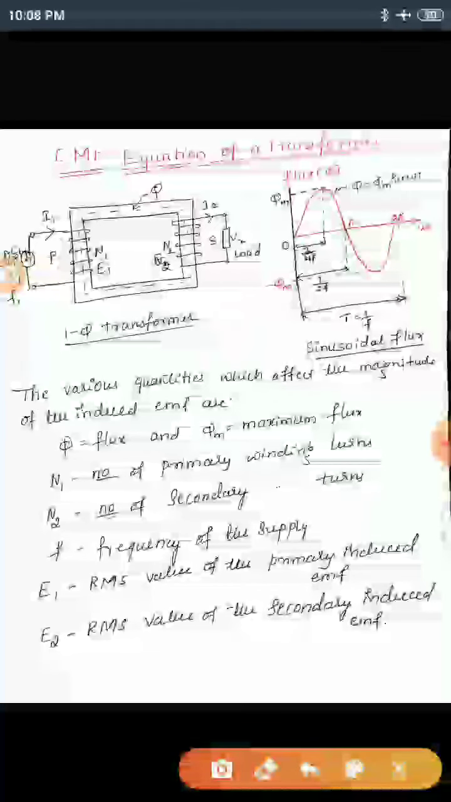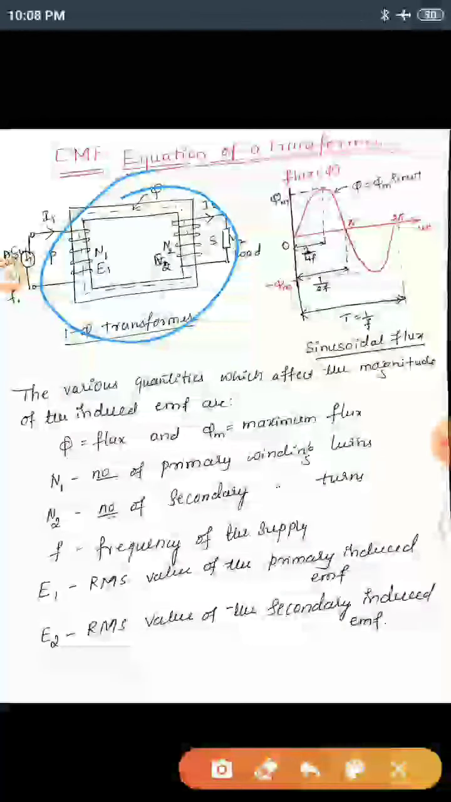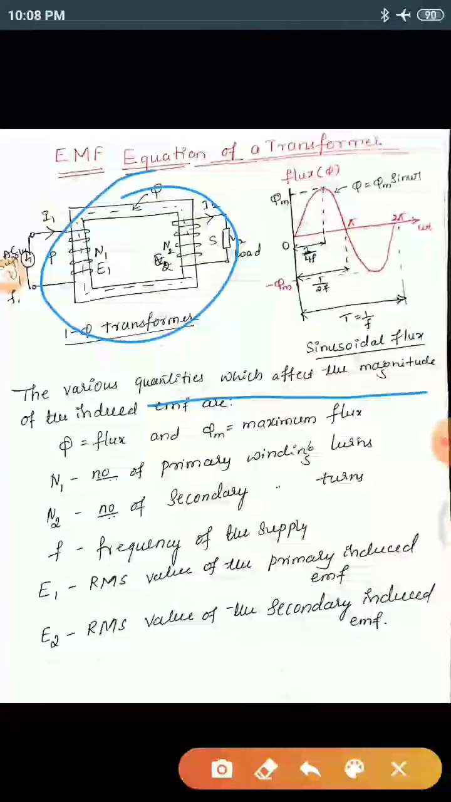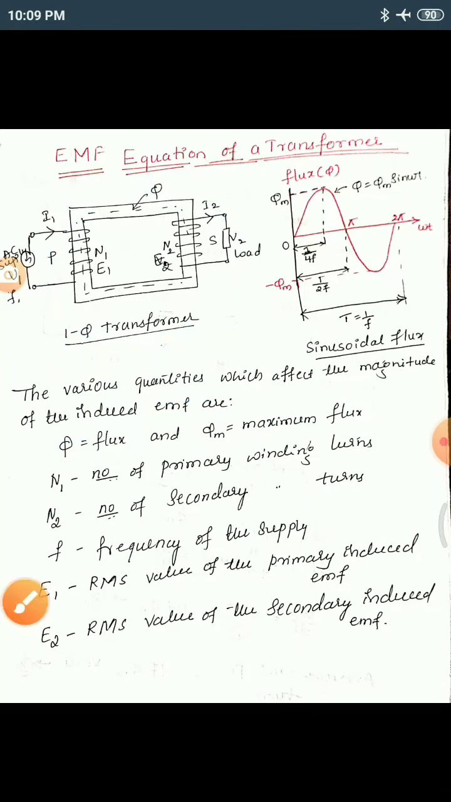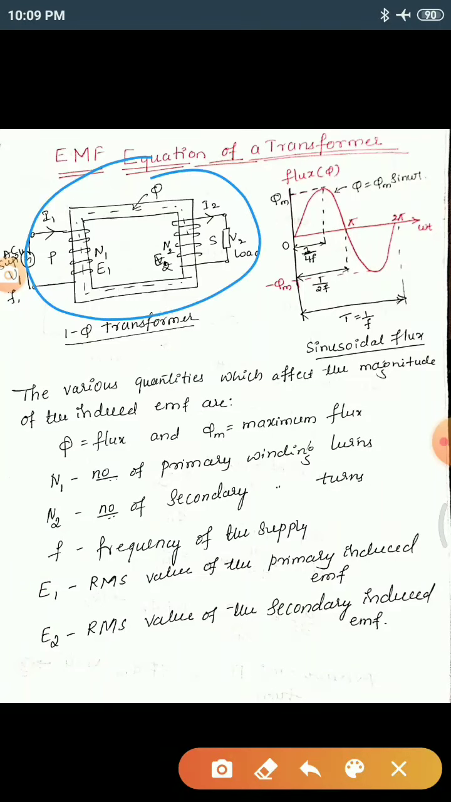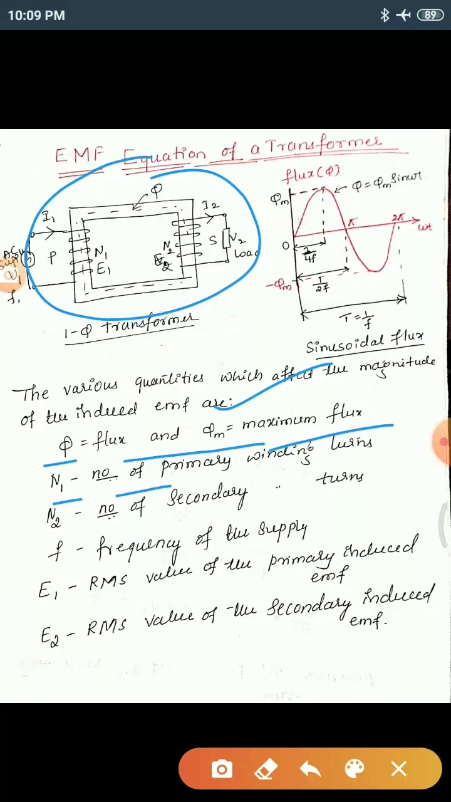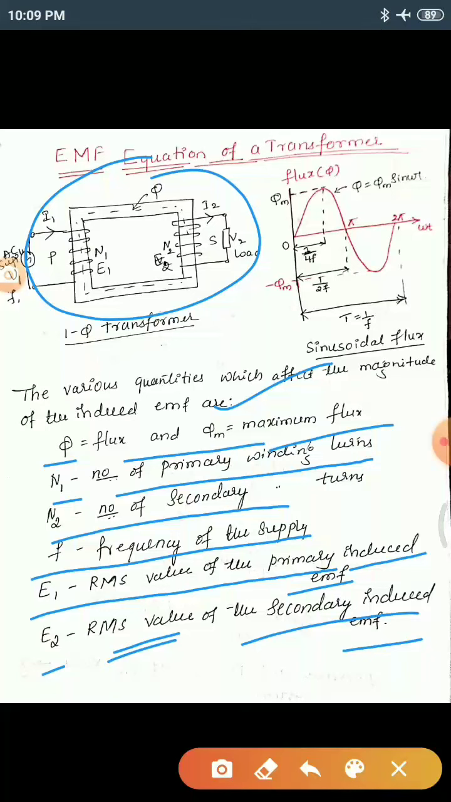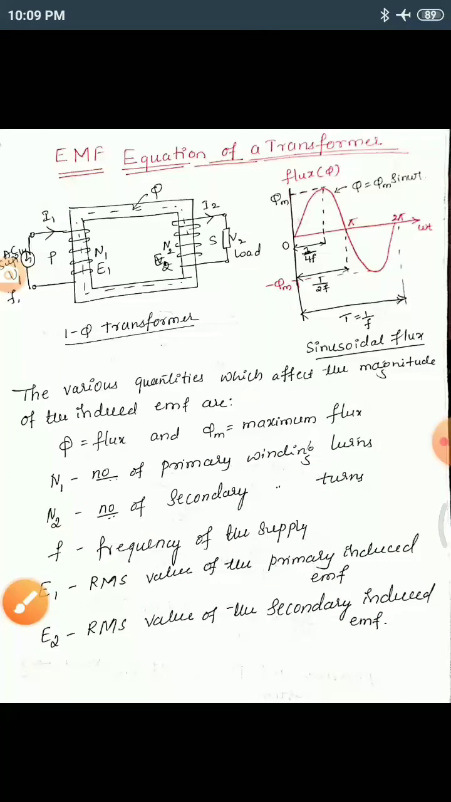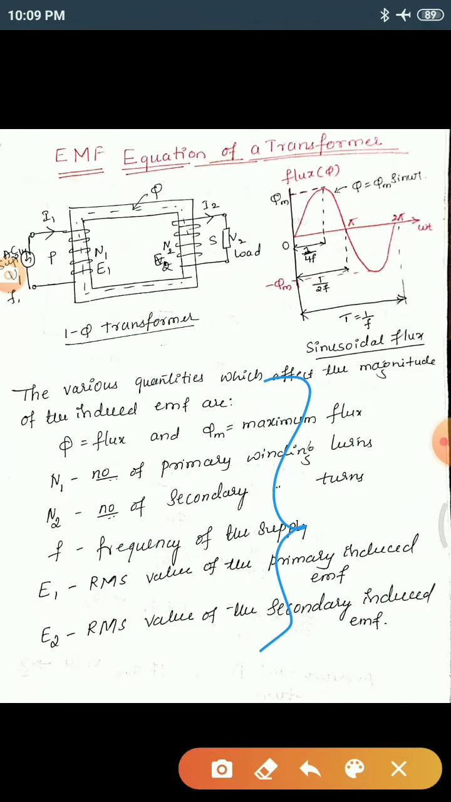Here you can observe from this transformer the various quantities which affect the magnitude of the induced EMF. Phi is the flux, phi m is the maximum flux, N1 is the number of turns on the primary, N2 is the number of turns on the secondary, f is the frequency of the supply, E1 is the RMS value of the primary induced EMF, E2 is the secondary induced EMF in RMS. I hope you have got all these quantities.